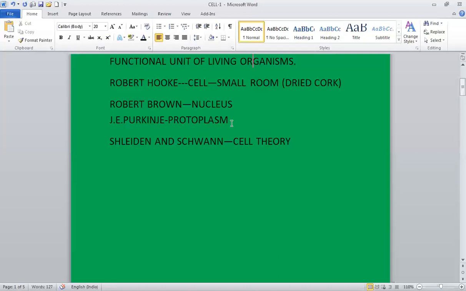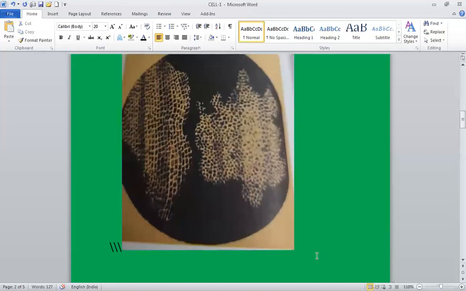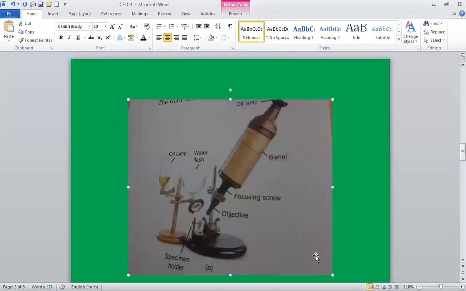Then Virchow expanded the cell theory and he said that all cells originate from pre-existing cells.